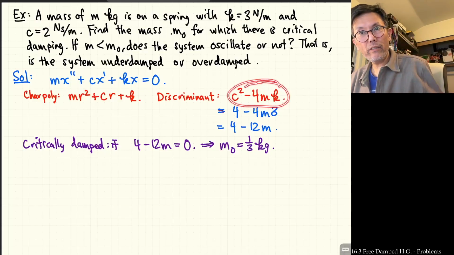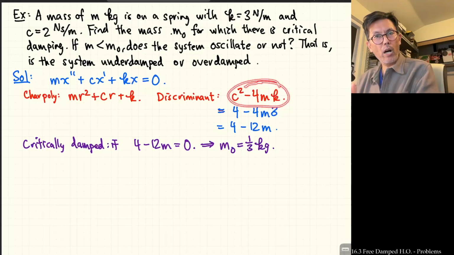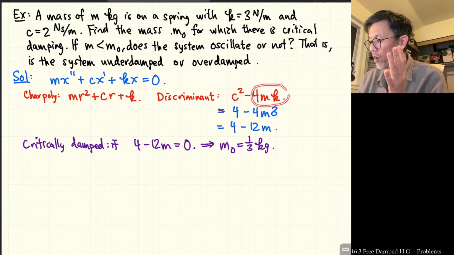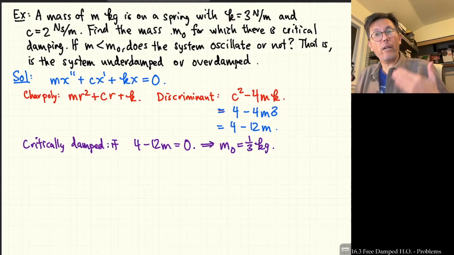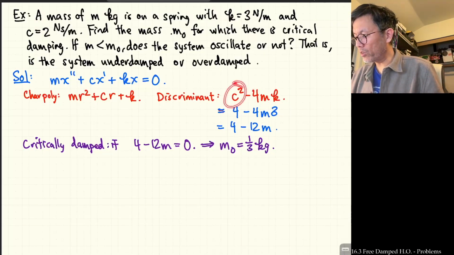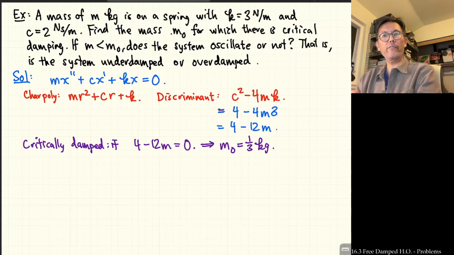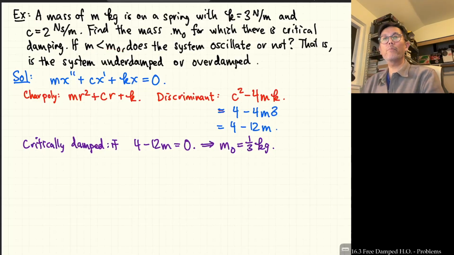Does it become positive or does it become negative if m is smaller than 1/3 kilograms? Well, if m is smaller than 1/3 kilograms, this quantity right here gets smaller. So rather than this thing being 0, it's going to be positive, because we're taking c squared minus something smaller now. So if m is less than m naught, as we are assuming here, then in fact the system is overdamped.